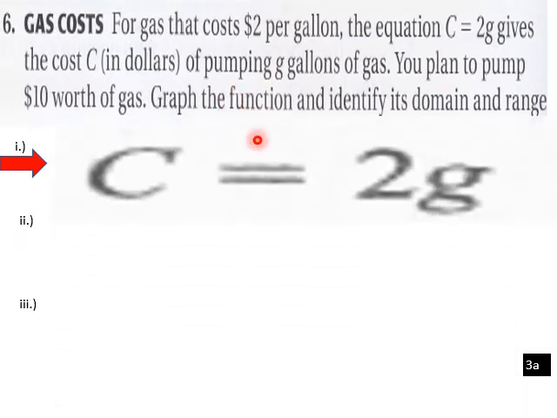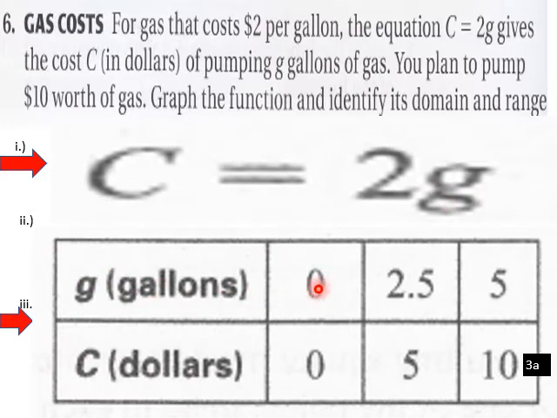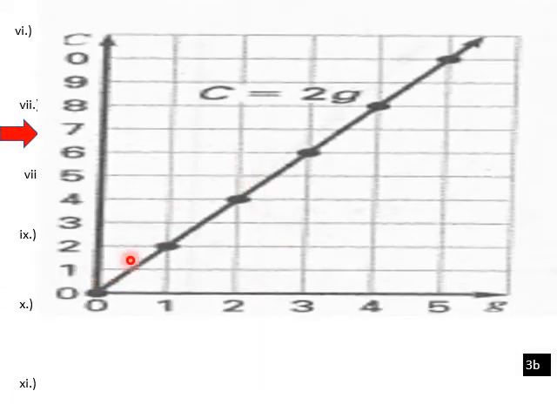So we have our cost equals 2 times the gallons of gas that we use. For 0 gallons, our cost is 0. 2.5 gallons would be $5. 5 gallons would be 10, etc., like that. So the line for that cost function would be here. For 4 gallons it would be $8. For 5 gallons is $10. For 2 gallons is $4.